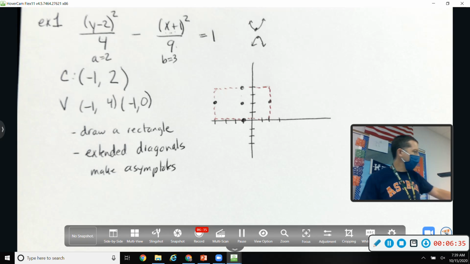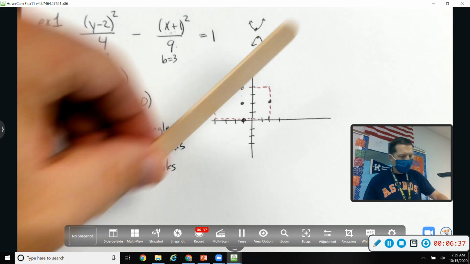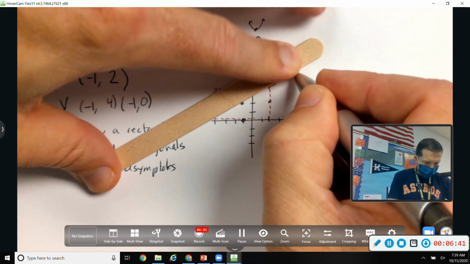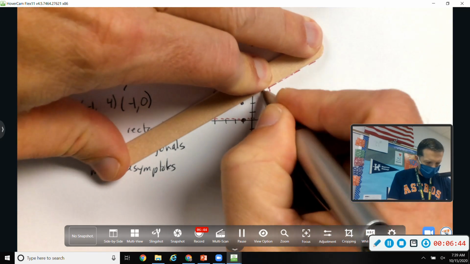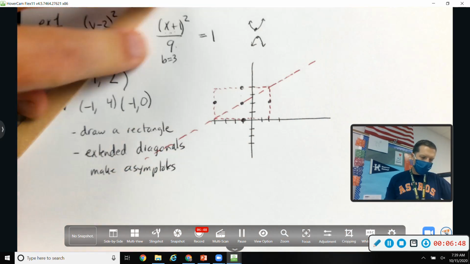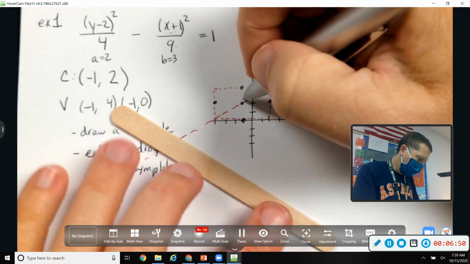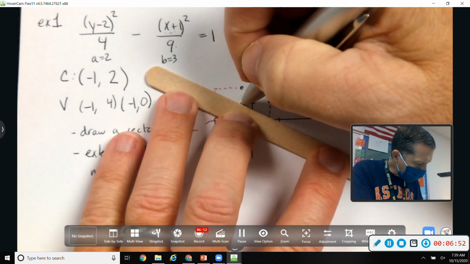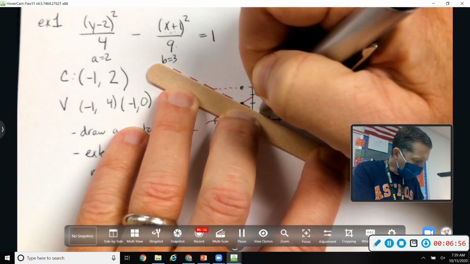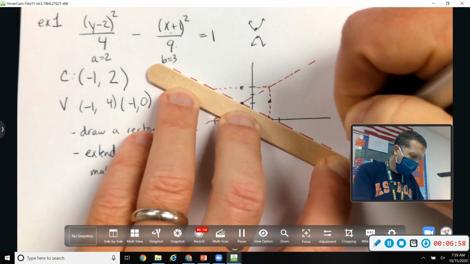So it's nice to have a straight edge. Your ID works well. So use the corners of the box to make the diagonals, but extend them out, because those are going to be our asymptotes.